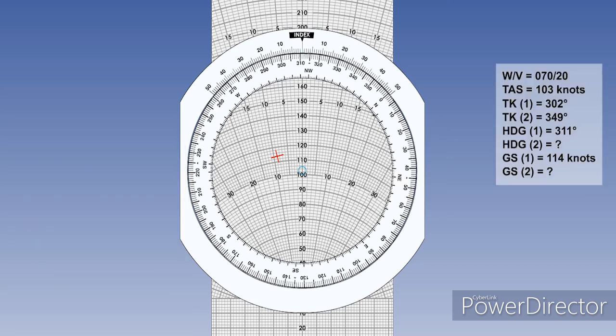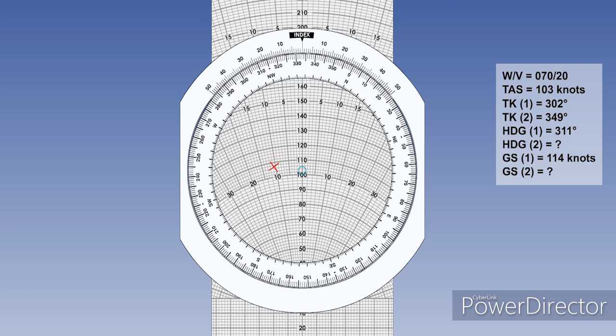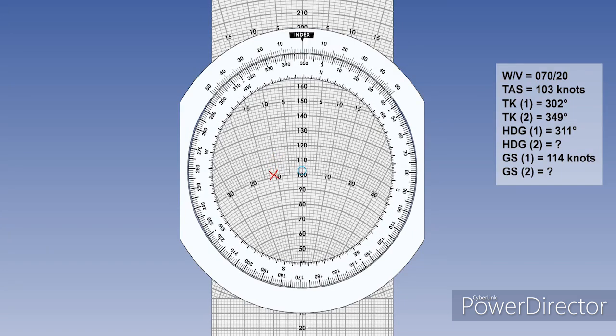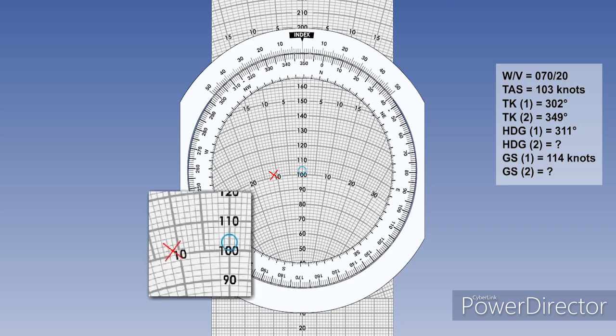Now we'll work out the heading and ground speed for the second leg. Leave the wind mark and the slide position as they are. Just rotate the window to put the second leg track of 349 degrees under the index. This time the wind mark moves to the 11-degree drift line to the left of the centre line. Remember, this is drift to port.